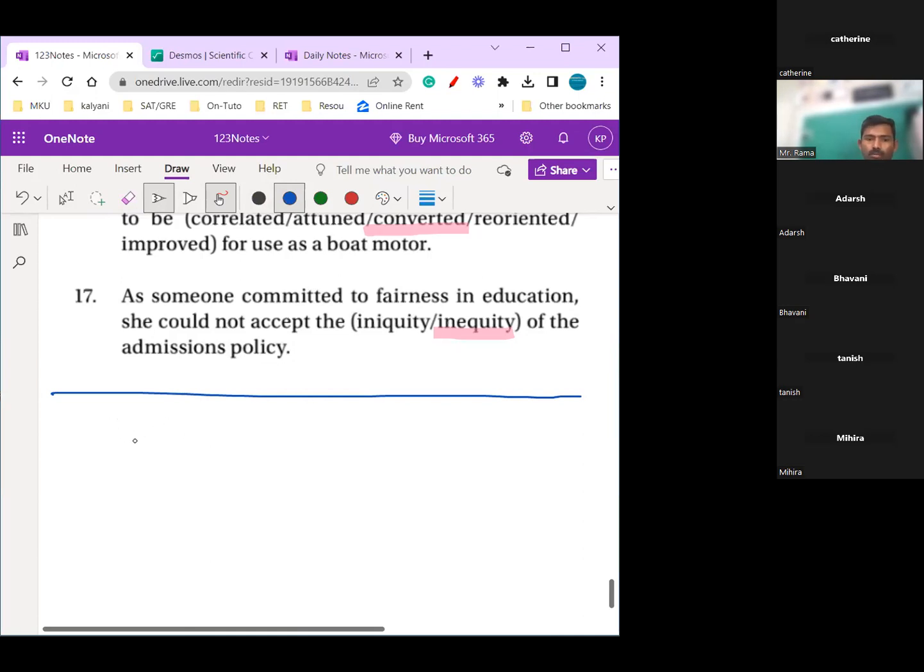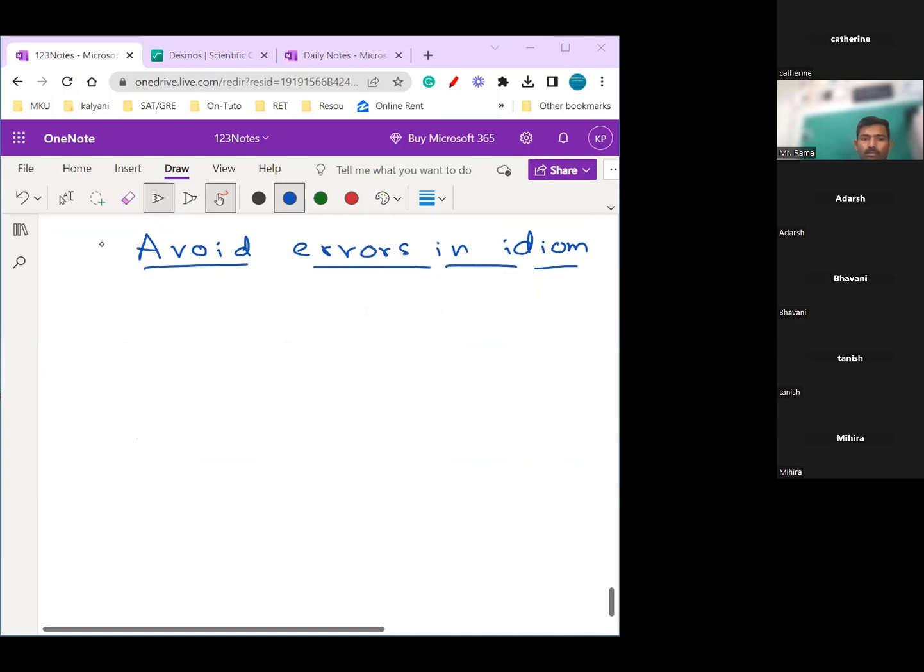So the lesson on this one is avoid errors in idioms. Whenever you see idioms, you want to be very careful with them, about which one to use and which one not to. Let's look at some sentences so that we can get an idea. What does avoiding errors in idioms mean? And what does an idiom mean?